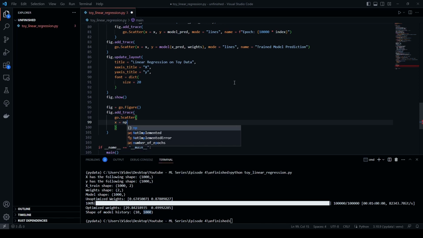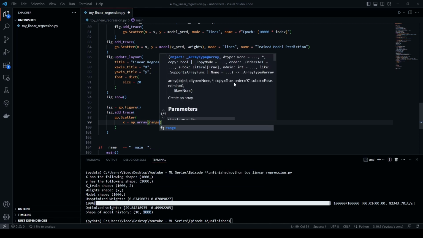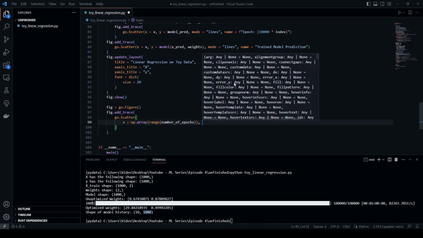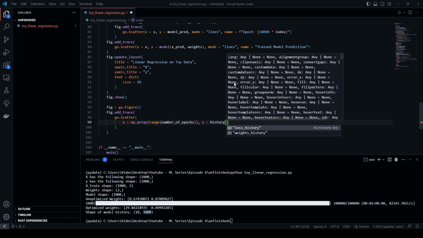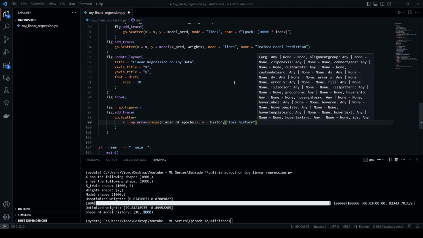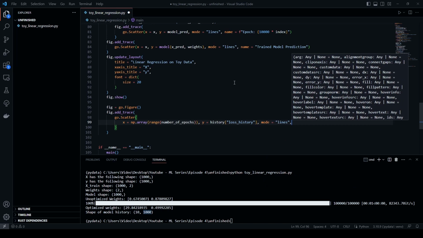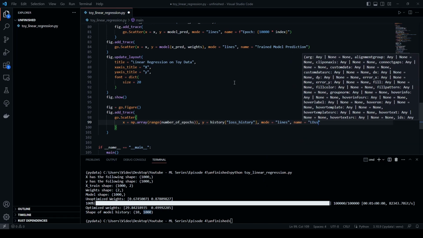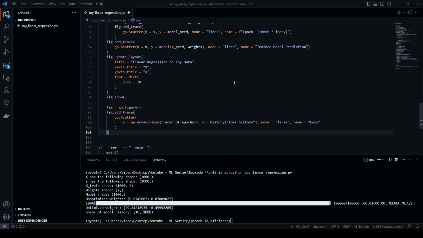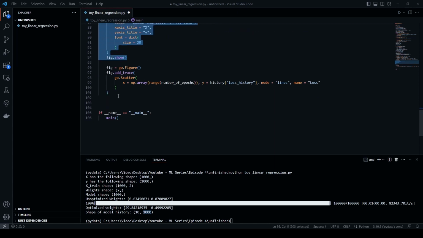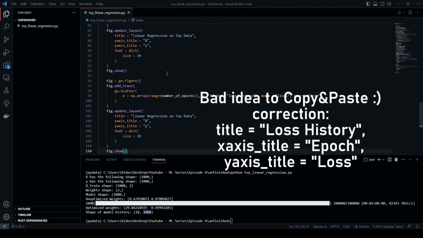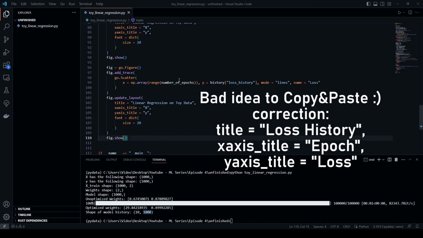So we are adding a trace again, and this time we have for x np.array of range of number of epochs, because we want the epochs on the x-axis, and we want the loss history on the y-axis. The mode is lines, and the name is loss. And then we can just copy and paste the update layout and the fig.show, and that's it.